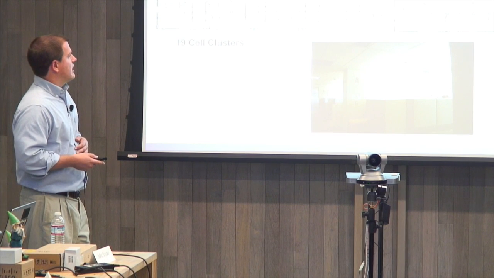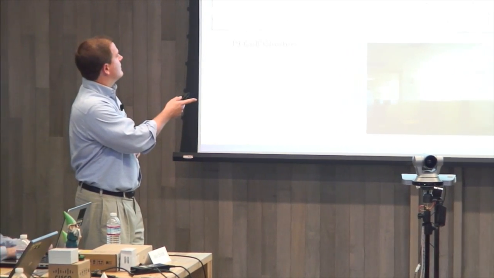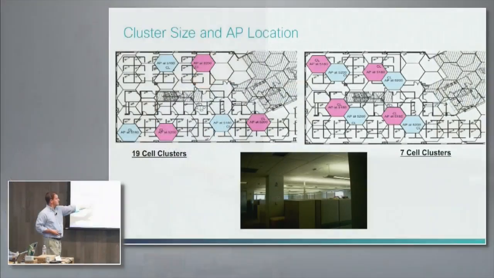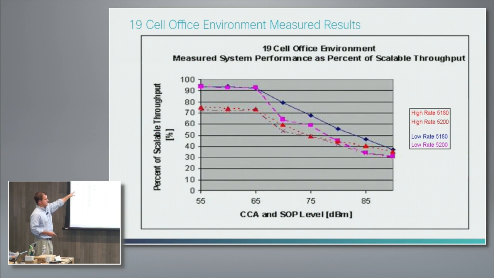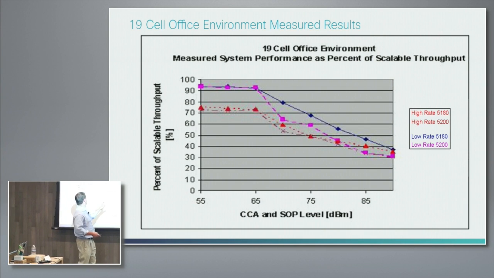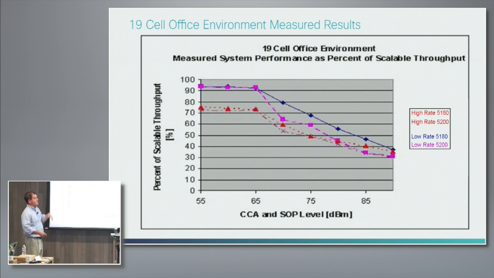I'll talk really quickly. I think we're running out of time here, but we have some data that we took with a 19-cell cluster and a 7-cell cluster in an office environment, just showing where the client locations are. We ran them on 2 slightly different frequencies just to get some adjacent channel numbers as well. So you'll see 2 curves here. But this is real data, okay? So we took the system throughput. This is percent of scalable throughput if all these were operating independently. So this is the degradation we saw when we turned on all the channels at the same time.